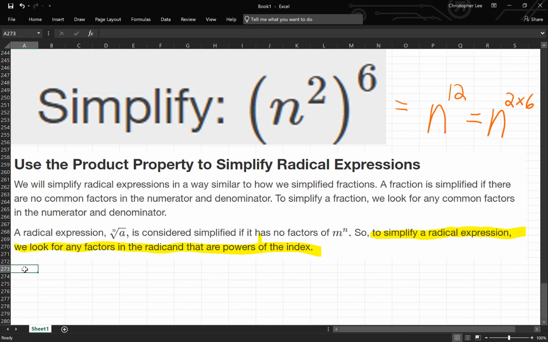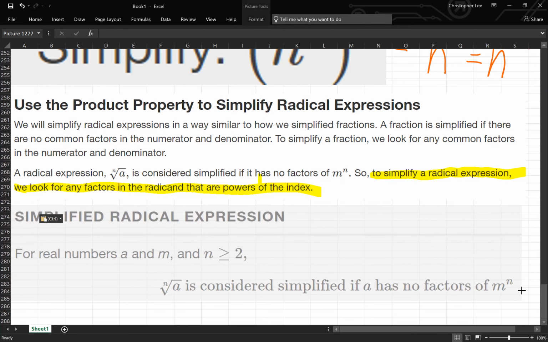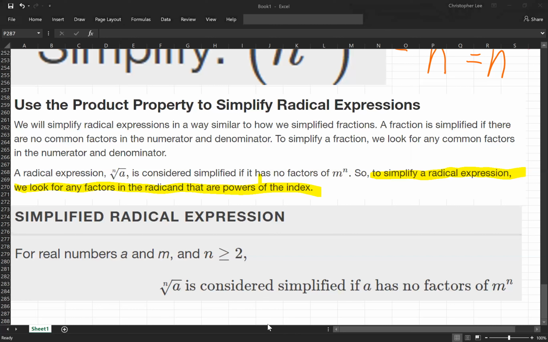So simplified radical expression: for real numbers a and m, and n greater than or equal to 2, the nth root of a is considered simplified if a has no factors of m to the n. Make sense?